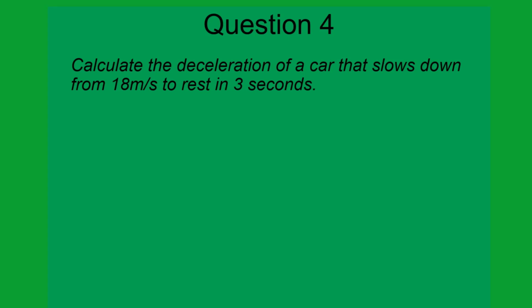Now question number 4. Calculate the deceleration of the car that slows down from 18 meter per second to rest in 3 seconds. Remember, there is no different formula for deceleration. We know acceleration equal to final velocity minus initial velocity by time. So final velocity here 0. Why 0? Because finally it is at rest. So it is the final velocity, it is the initial velocity, and time t is given here 3 seconds.